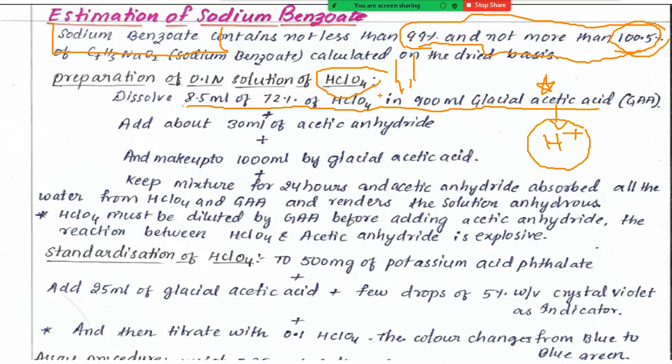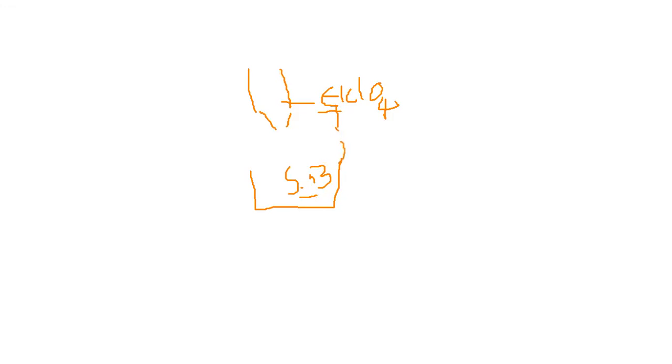Perchloric acid is dissolved in glacial acetic acid so that we can get onium ions. Actually, what is happening here is that perchloric acid, which is there in the burette, that is HClO4, is a strong acid. So that means it has more capability to release H+ ions. But here the problem is the sodium benzoate, which is there in the conical flask, which is a weak base. So H+ ions will be released, but those H+ ions cannot be captured by a weak base, that is sodium benzoate.